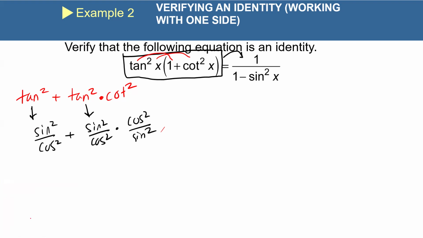And now we're going to simplify. Simplify. Tangent. All right, what happens here? So we're down to sine squared over cosine squared plus 1.